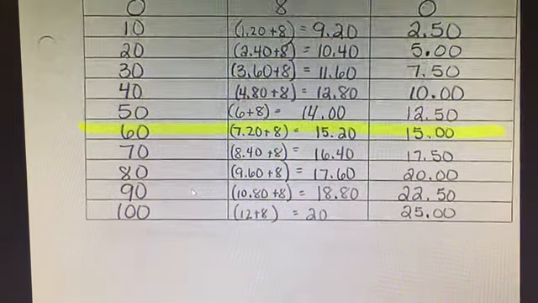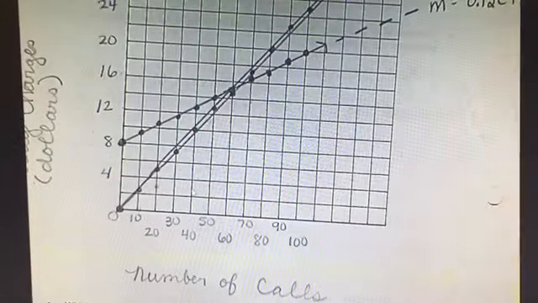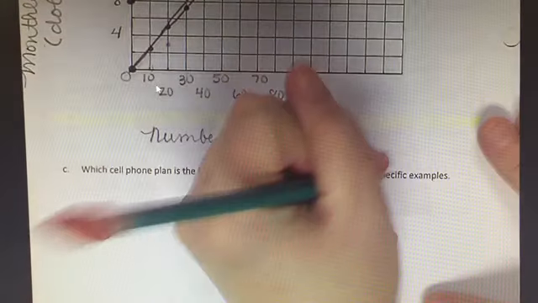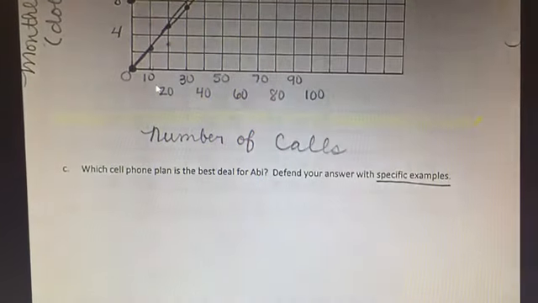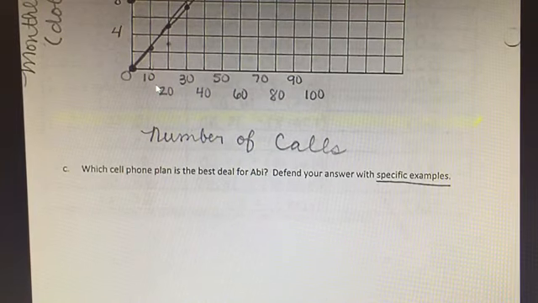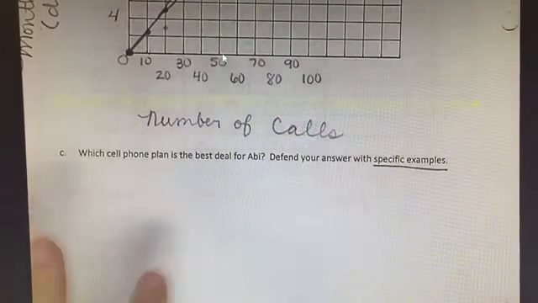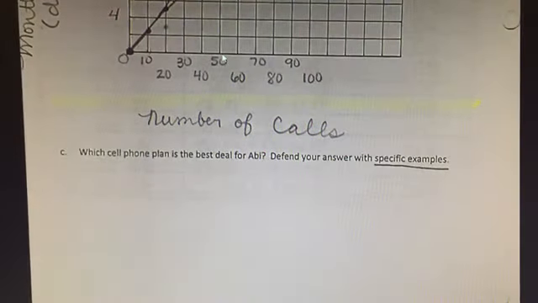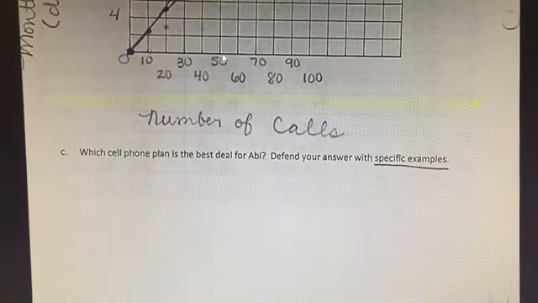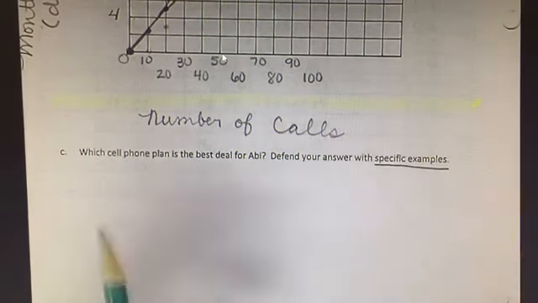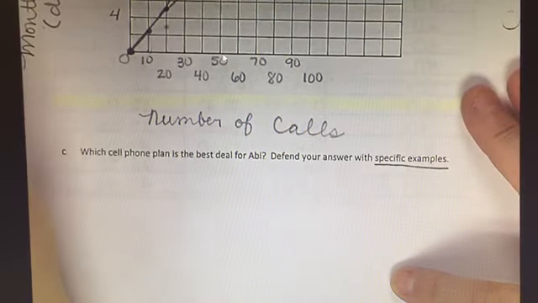Okay. So when you do your explanation, you have to have all of those pieces in there. And that's why it said right here, specific examples. So you can't just say, Candy Apple is cheaper when you make few calls. Okay, well, what is few calls to you versus your friends or your parents? Because your parents might think a couple calls or a couple texts is 10, and you think it's like 100, and that's a huge price difference.